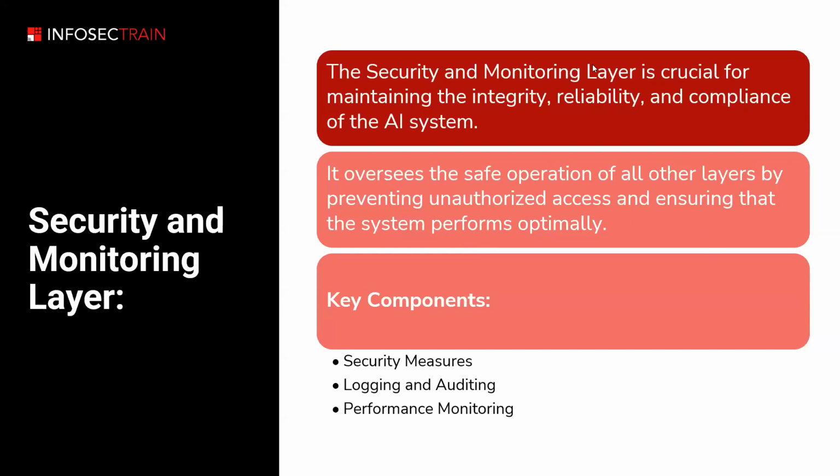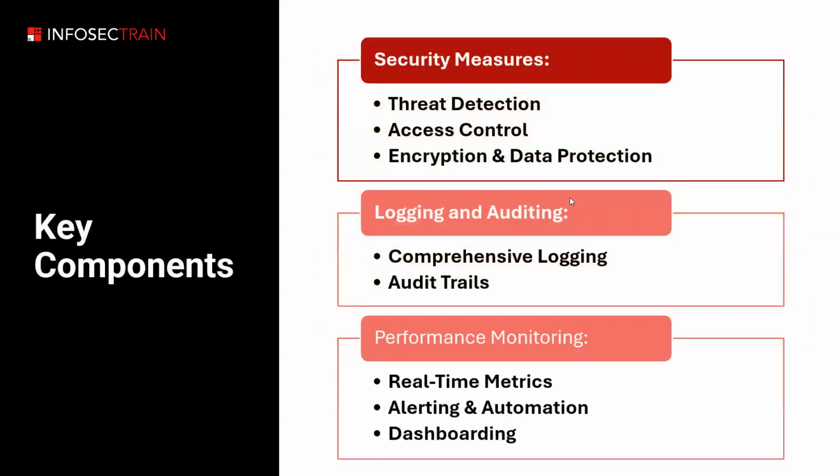So it basically oversees the complete layers of the AI. The key components here are security measures, logging and auditing, and, more important, performance monitoring. These are the things we check in the AI. So in the security monitoring layer, we divide the entire stuff into three sections. Now listen carefully. The first is called security measures, where we talk about threat detection, access controls, and encryption and data protection.